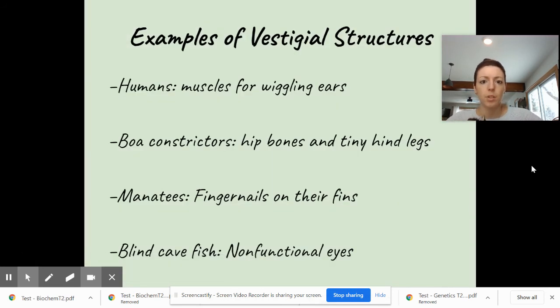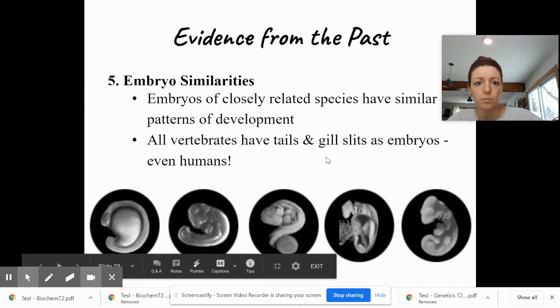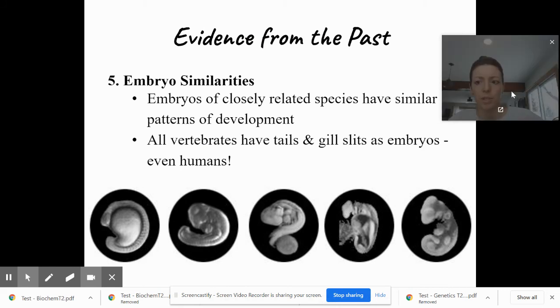So here's more examples. I didn't put the appendix on here. That always comes up in class because there actually is some new science on it that it helps with digestion. So I didn't put that one on there, but one that I usually bring up in class would be male nipples. They're not feeding children. They're just there, right? A couple other examples here in the green, you can see fingernails on the fins of manatees. That one creeped me out a little bit. I didn't realize that. So you can read through them. They're fun. And then we have the embryo similarities.